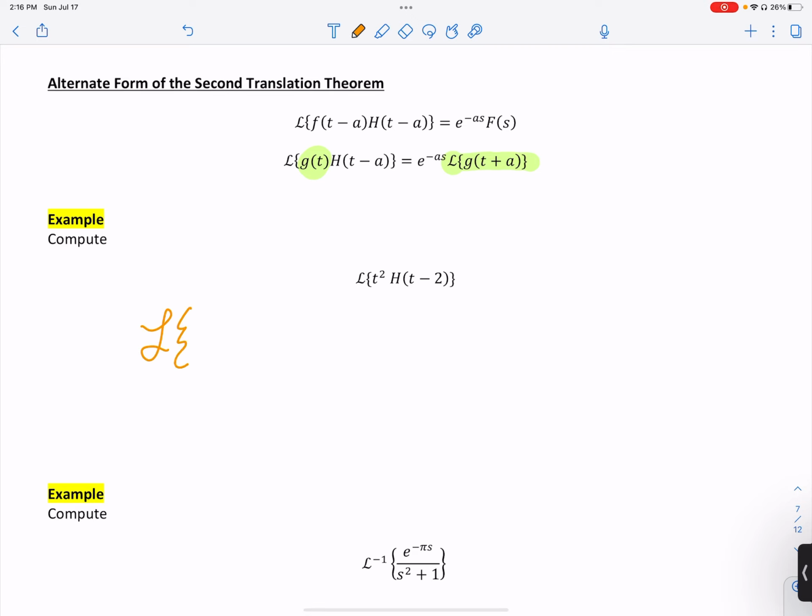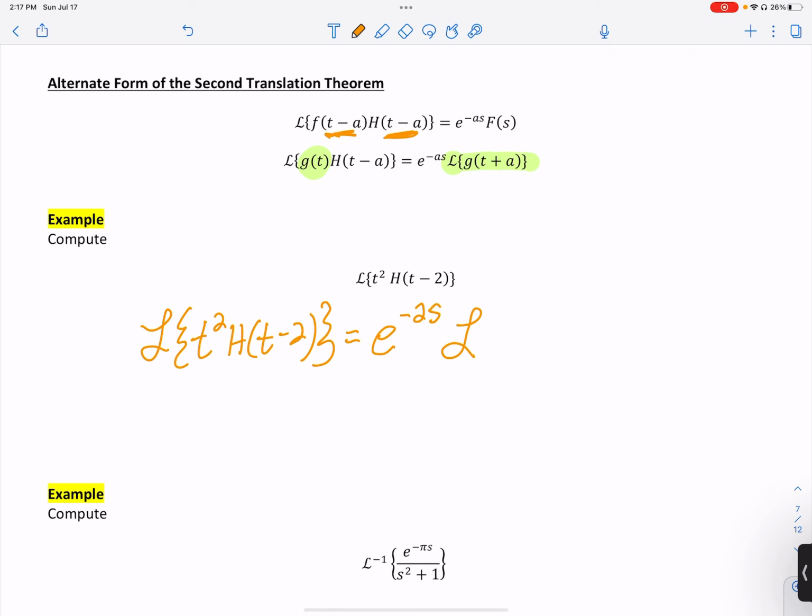So the Laplace of t squared times h times t minus 2. The t minus 2 is the problem here. That's what would be here, which means my function would need to have a t minus 2. Since it doesn't, this form allows me to use that same thing. So I get e to the negative 2s.